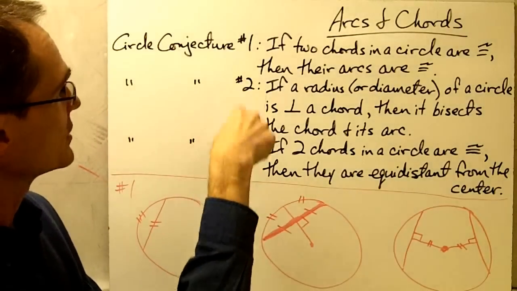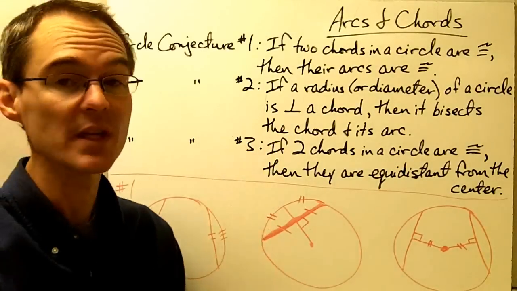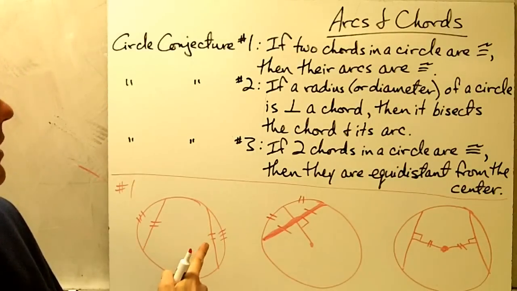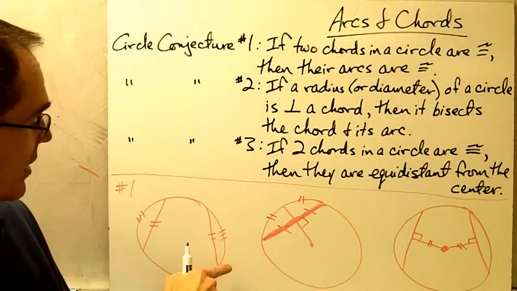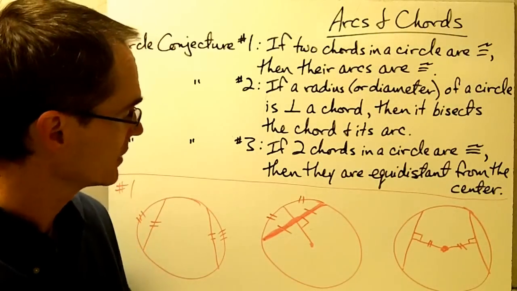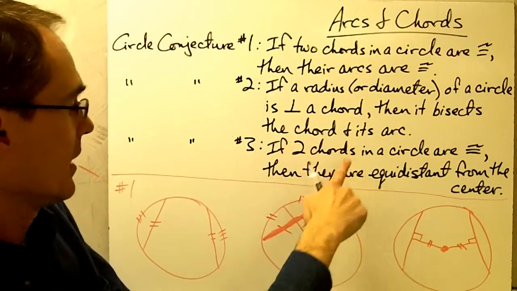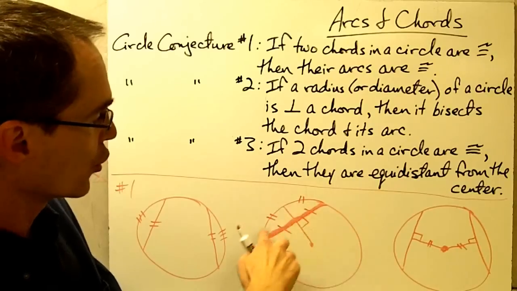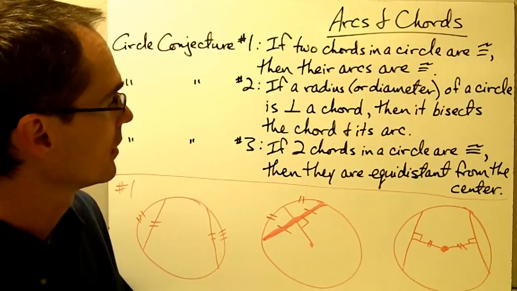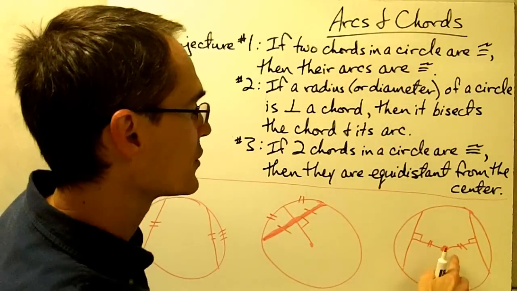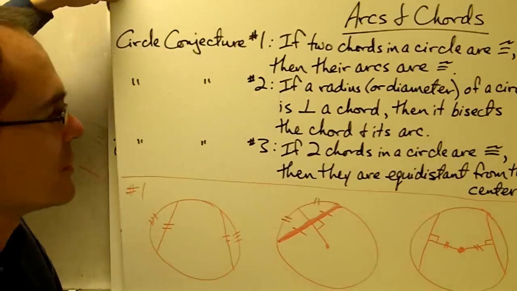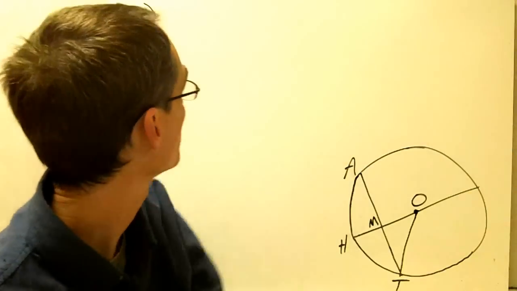One of the things you find out for these three circle conjectures is that for each one, the converse of the conjecture is also true. For example, if I have two arcs in a circle that are congruent, then the chords that go with those arcs are also congruent. If I have a radius that bisects a chord and its arc, then I know it must be perpendicular to that chord. And if I have two chords that are equidistant from the center, then I know those chords must be congruent. So let's take a look at how we might use these conjectures in some example problems.